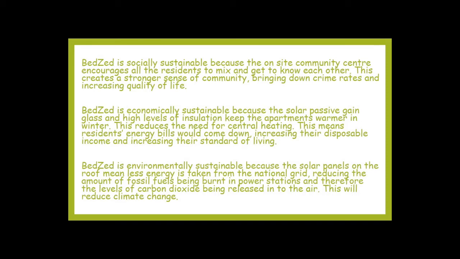From an economic point of view, the solar passive gain and high levels of insulation will keep apartments warmer, so you don't need to put your central heating on as much, which is going to save you money on your energy bills. And if you're saving money on your bills, you've got more spare cash, more disposable income to spend on nice things. So your standard of living will increase.